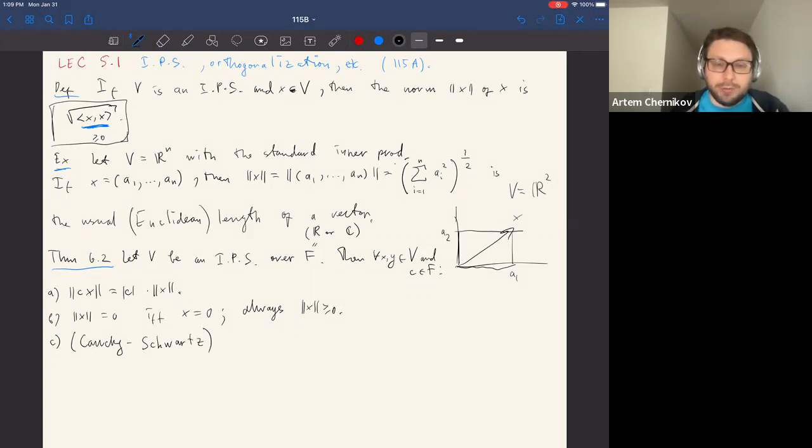So in vector form, in our situation, this corresponds to the following. If I take the inner product of two vectors x and y, then the absolute value of the inner product is bounded from above by the norm of x times the norm of y. So we have this relationship between the norms of two vectors and the absolute value of their inner product. Okay, this is Cauchy-Schwarz.